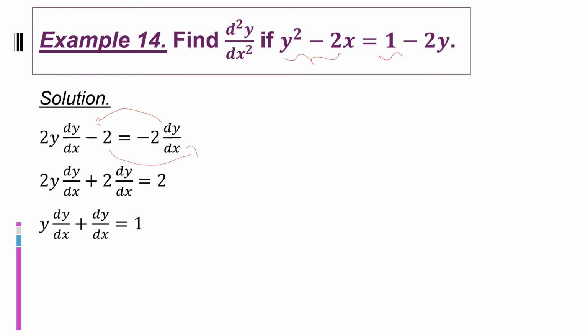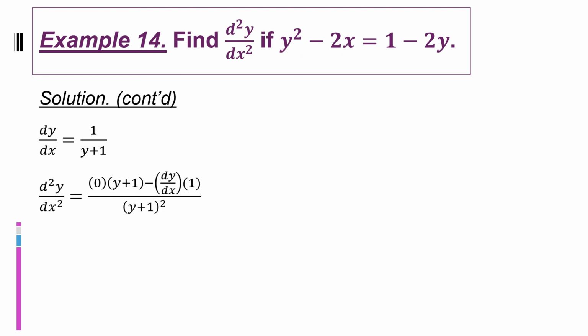So, we can cancel the 2 when we divide all of them by 2. So, we have y of dy over dx plus dy over dx equals 1. Factoring out dy over dx, we have dy over dx times y plus 1 equals 1. Dividing that by y plus 1, we have dy over dx is equal to 1 over y plus 1.